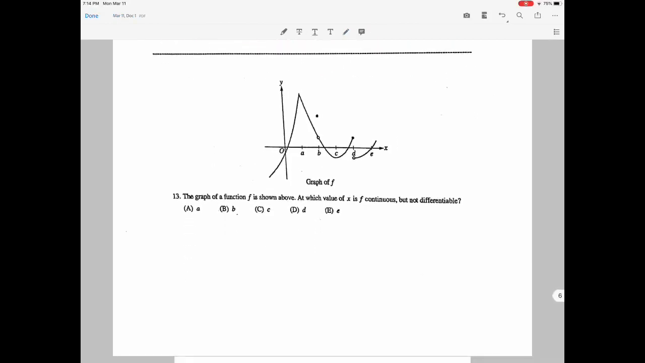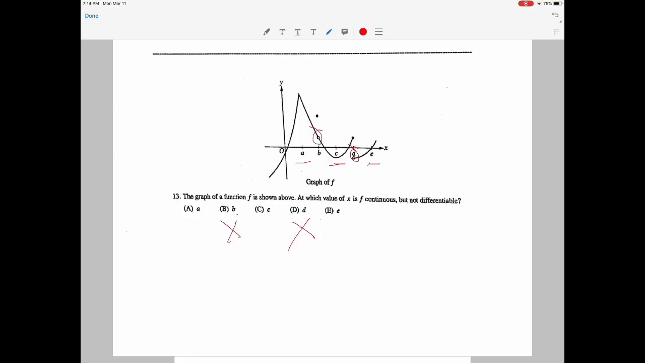Now we go to question number 7. The graph of the function f is shown above. At which value of x is f continuous but not differentiable? At b, it is not continuous. At d, it is not continuous. So b and d are removed. So we are left with A, C, and E.